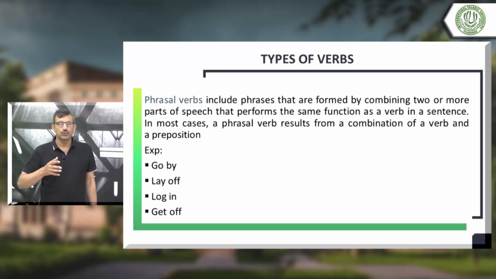The third type of verbs are phrasal verbs. Phrasal verbs include phrases that are formed by combining two or more parts of speech that perform the same function as a verb in a sentence. In most cases, a phrasal verb results from a combination of a verb and a preposition. For example, go, by. Go is a verb and by is a preposition. With the combination of these two words, we make a phrasal verb, go by.